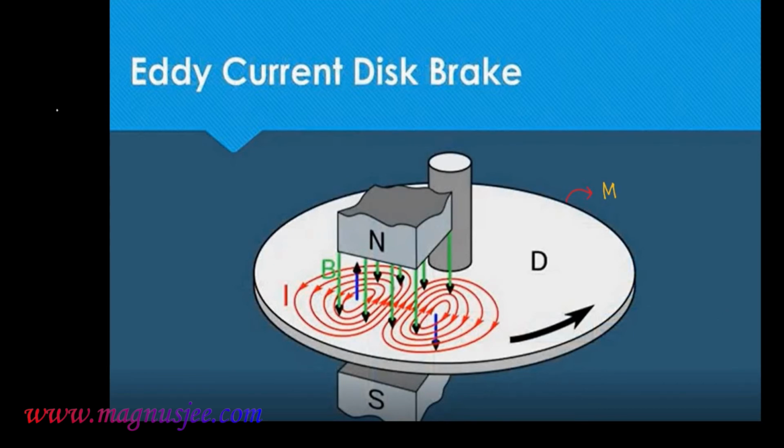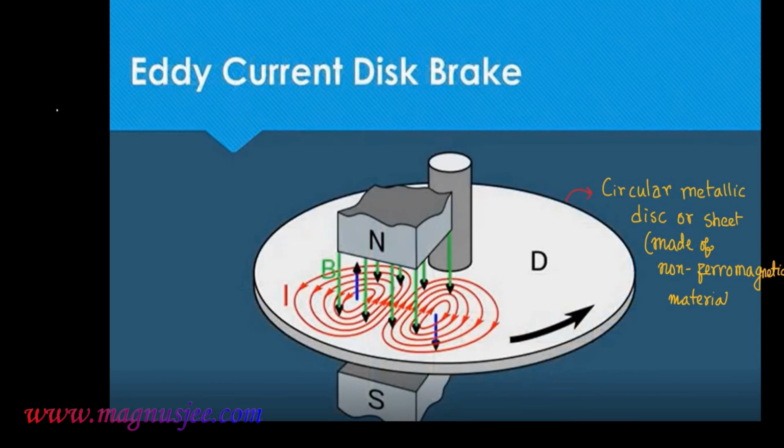In the diagram, we have a circular disc of metal, a circular metallic disc made of non-ferromagnetic substance or material. The circular metallic disc rotates about this axle or axis in this direction, and we can denote this is the north pole of a magnet. The south pole of the magnet is placed below the circular metallic disc. The north pole is placed above the circular metallic disc or sheet.